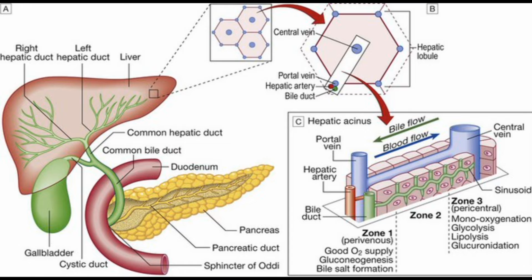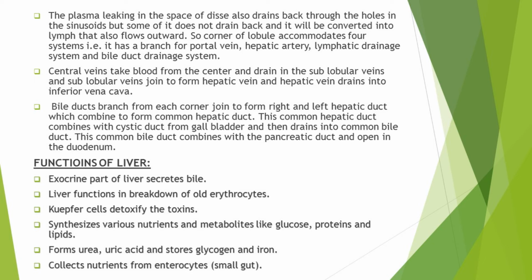So the cystic duct from the gallbladder and the common hepatic duct from the liver combine to form the common bile duct. Then this common bile duct fuses with the pancreatic duct from the pancreas, and they both combine to form the hepatopancreatic duct, which opens into the duodenum through the ampulla of Vater. In this way, bile that is formed in the liver hepatocytes but stored in the gallbladder is transported to the duodenum along with the pancreatic juice to undergo further digestive process.